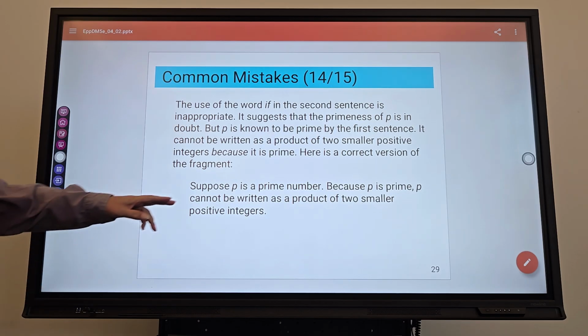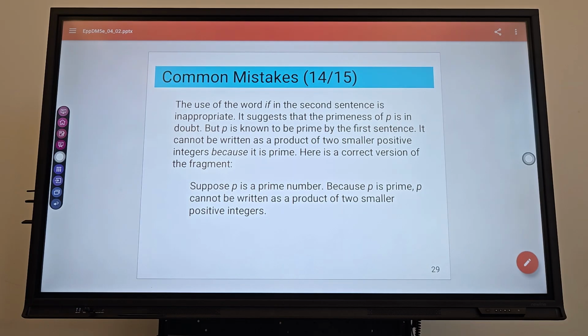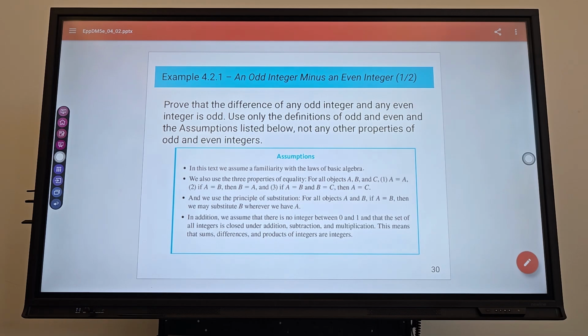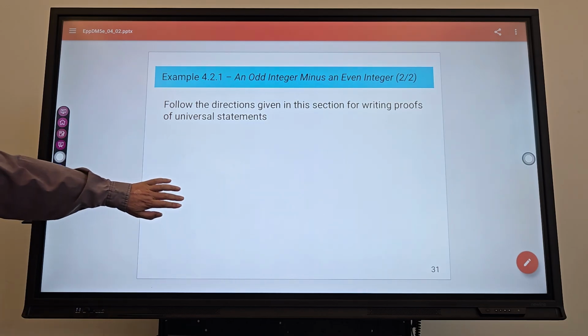So because p is prime, p cannot be written as a product of two smaller positive integers. Prove that the difference of any odd integer and any even integer is odd. Use only the definitions of odd and even and the assumptions listed below, not any other properties of odd and even integers. These are the assumptions from the beginning of the chapter. Follow the directions given in the section for writing proofs of universal statements.